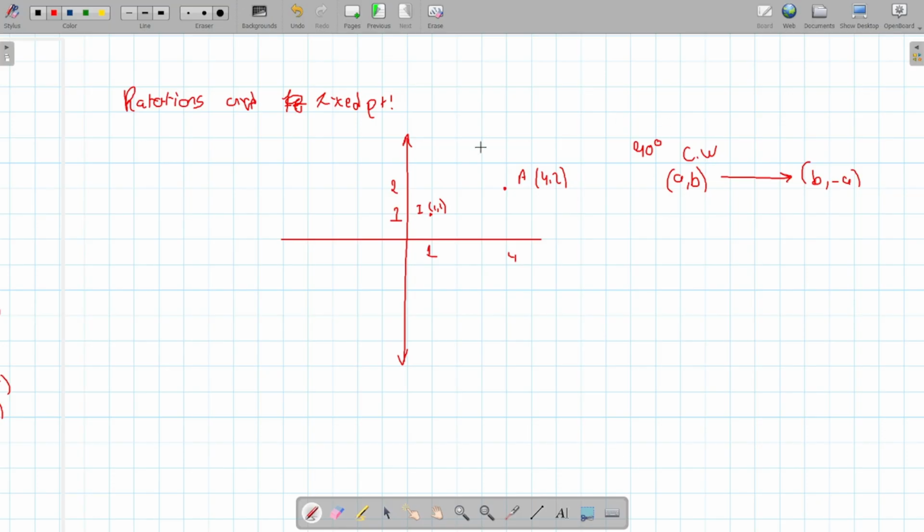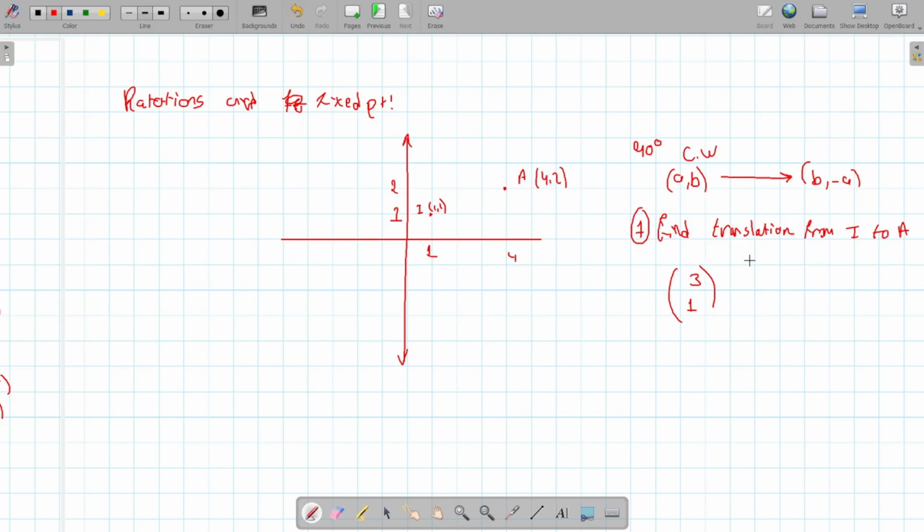Whenever you want to rotate around a fixed point, the first thing I say is find the vector, or the translation. I'll call it translation. Find the translation from your point of rotation, from I to A. So in this case, from 1, 1 to 4, 2, it's actually 4 minus 1 is 3, 2 minus 1 is 1.